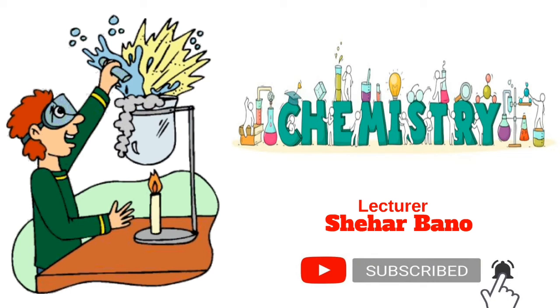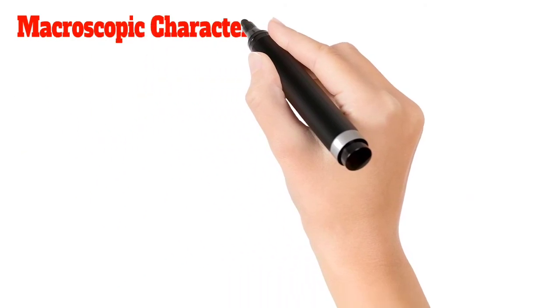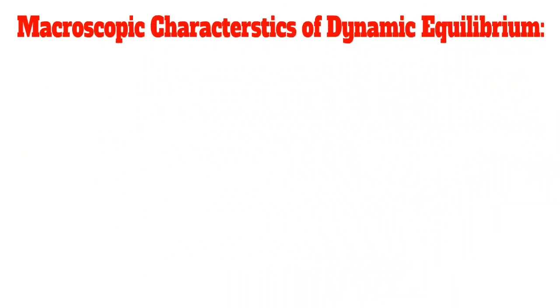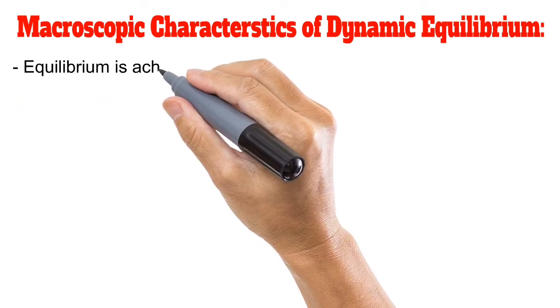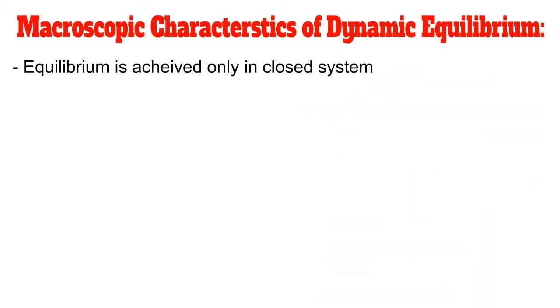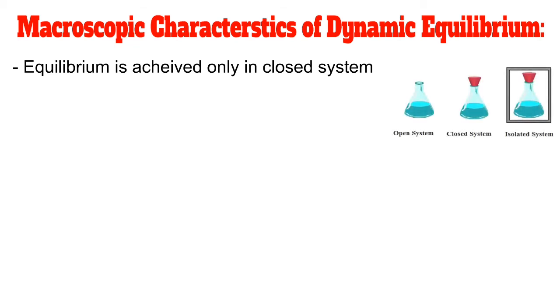So let's begin. First of all, let me give you a brief overview about dynamic equilibrium from the previous lectures. You can check the videos from the playlist. The first characteristic of dynamic equilibrium is that it can only be achieved in a closed system. There are actually three types of systems. The first one is open, second one is closed, and the third one is isolated. In an open system, both matter and energy can get out of the system, whereas in a closed system, only energy can get out of the system. And in an isolated system, neither energy nor matter can get out of the system.